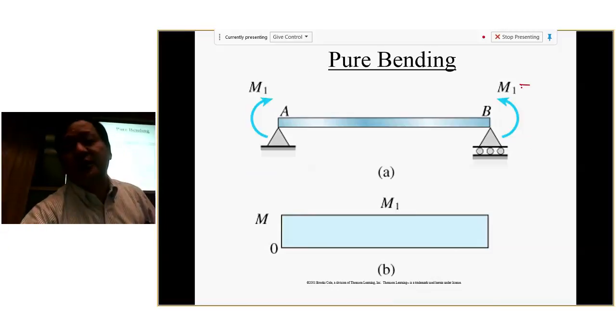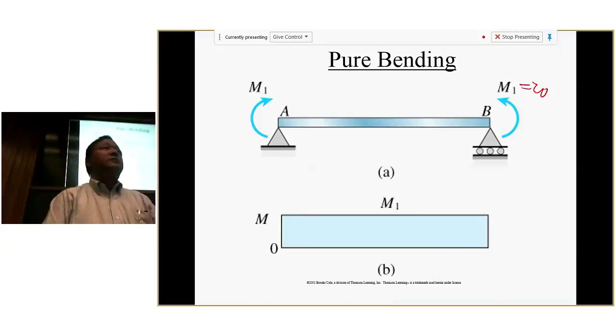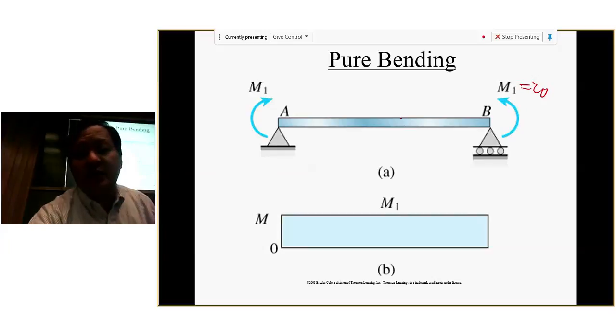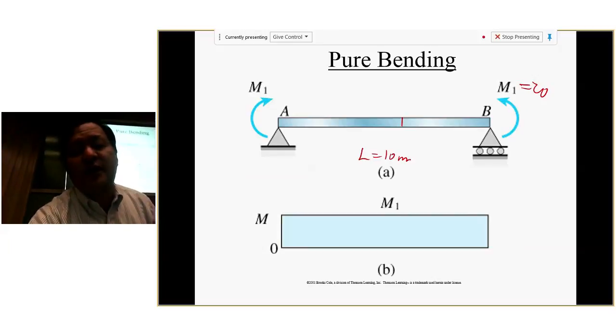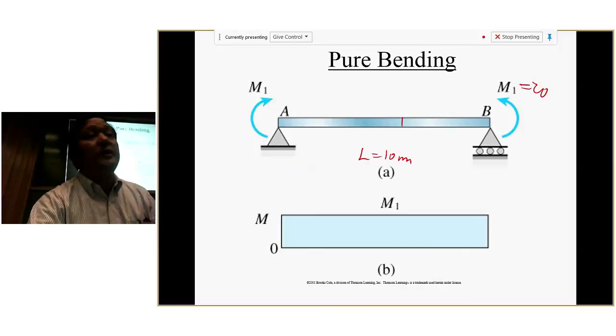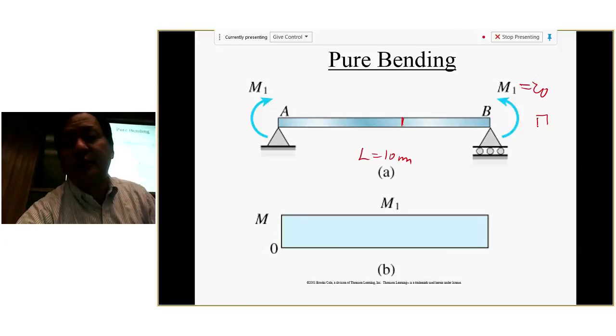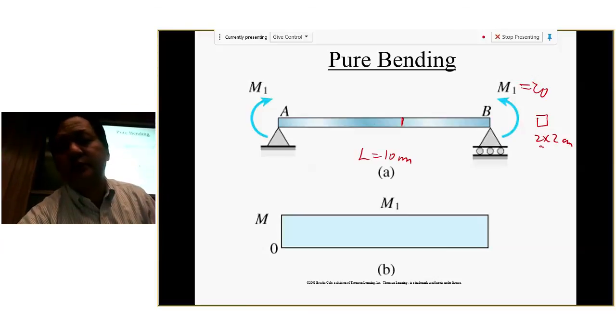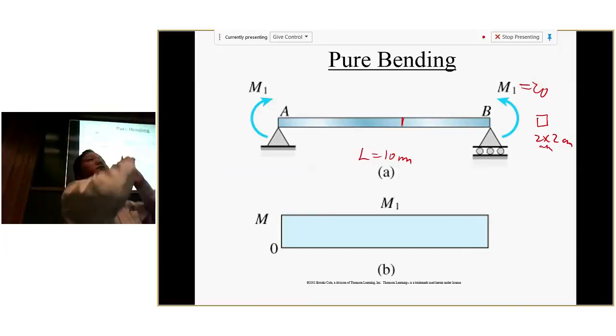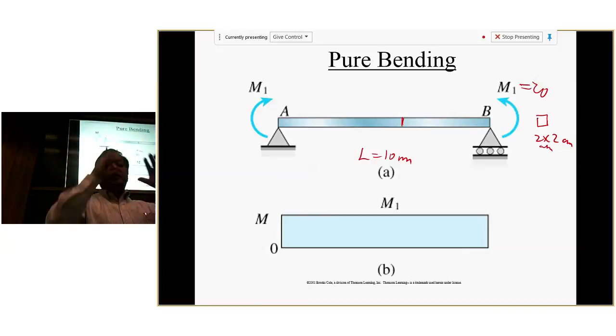I know M, let's say M equals 20. I know the dimensions, right? This beam, let's say the length is 10 meters long. And then the cross section, if I draw it here, will be, let's say, 2 by 2 centimeter. So 2 centimeter by 2 centimeter. I know the cross section. Can you determine the stress, the maximum stress in this beam?